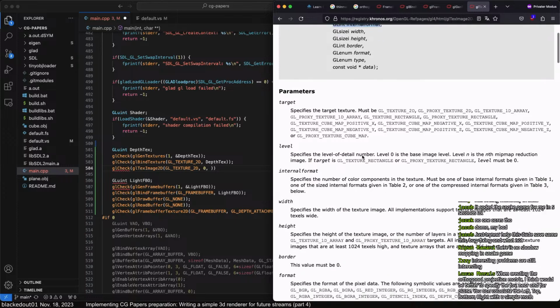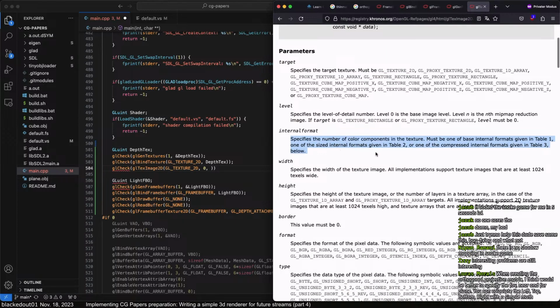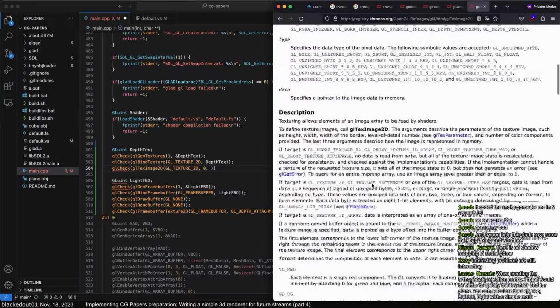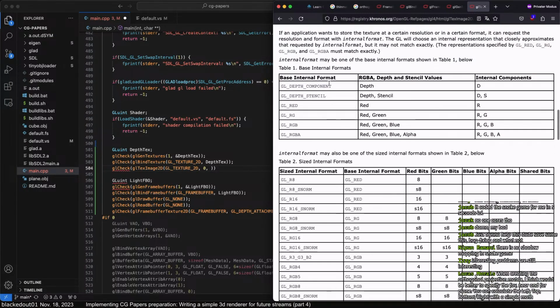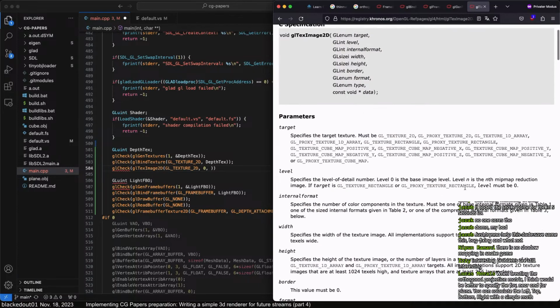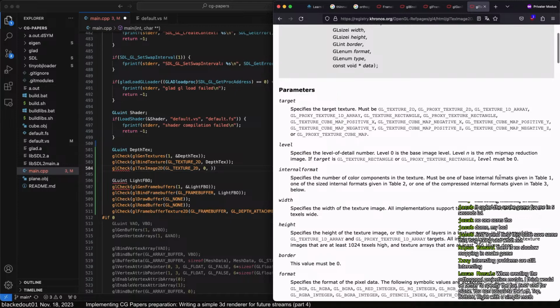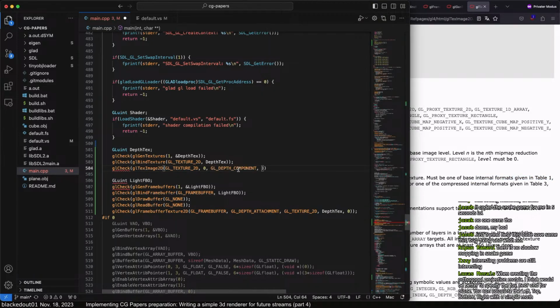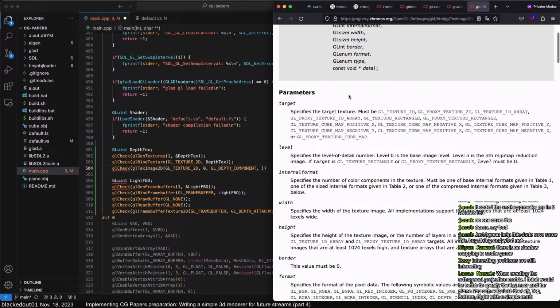So internal format. Now we have to specify what the format of the texture would be. For that, we can just use one of these base internal formats. For example, this depth component, because we want to store depth values. It says here it can be one of the base internal formats of table 1. So we want to store depth.